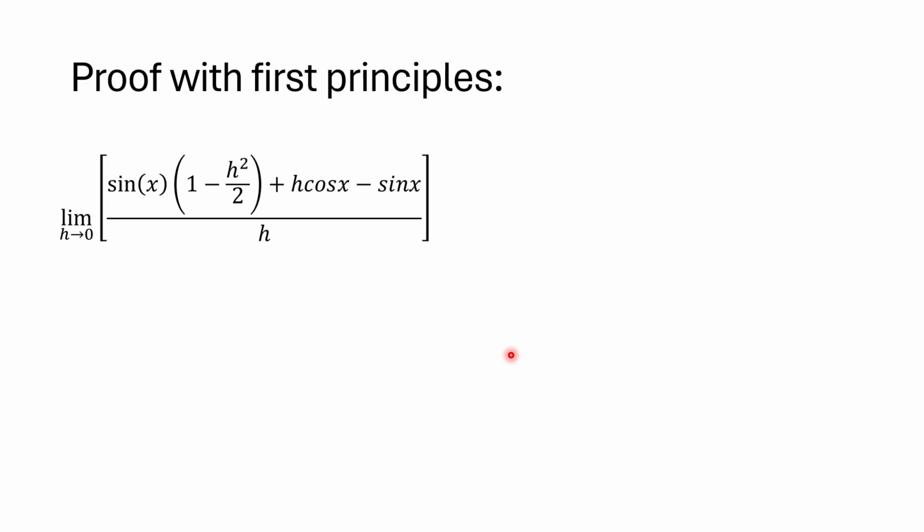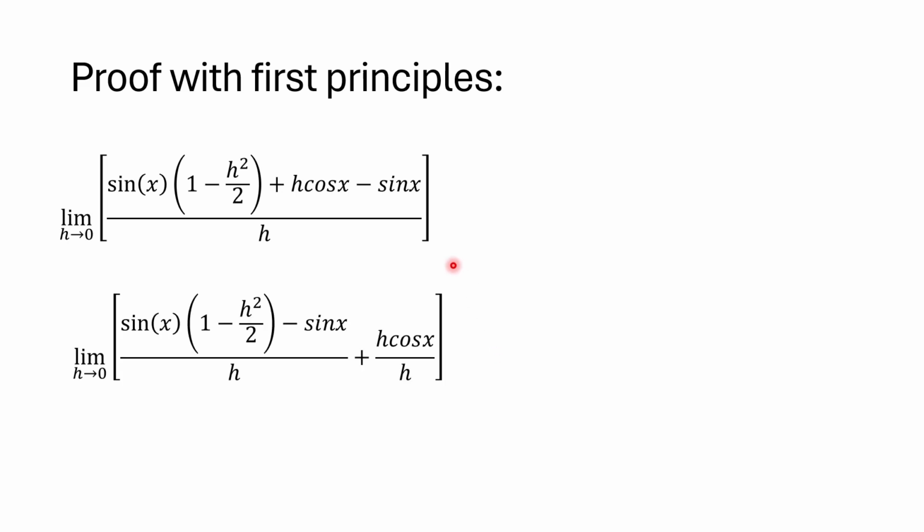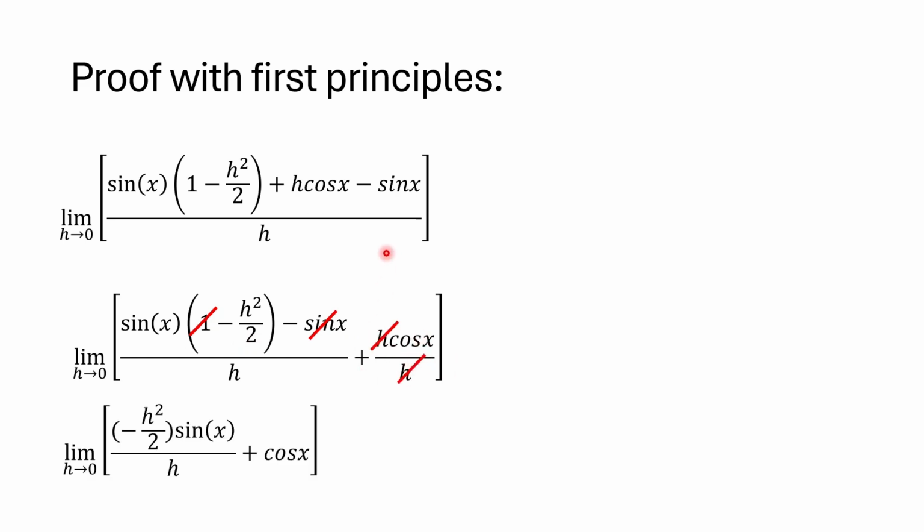And then what we can do from here is we can split it up just like so. So I've just taken this h cos x over h out, just singling it out. And then what we can do is some simplifying, because if you expand this, this would be sine x minus sine x h squared over 2. And sine x minus sine x is just 0. And then here we have h divided by h, or h cos x over h. So that will then simplify to this. And then you can simplify it one more time to get to this.